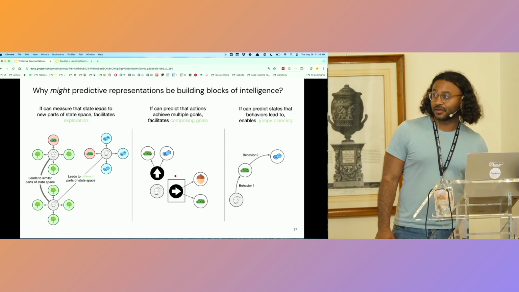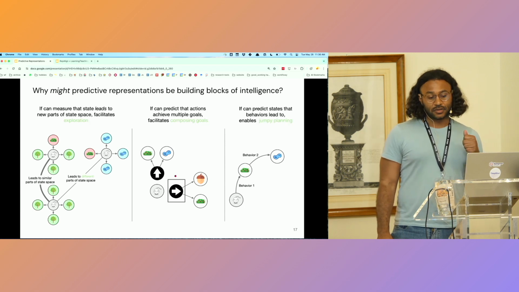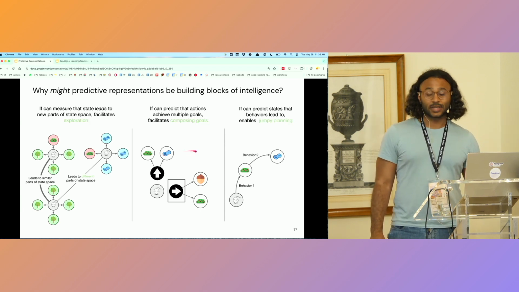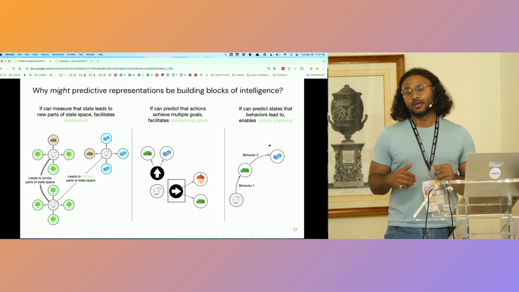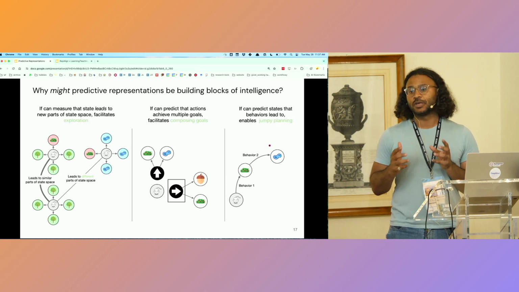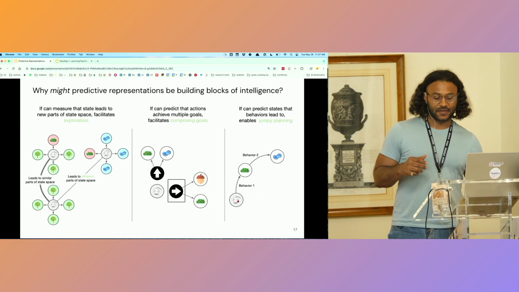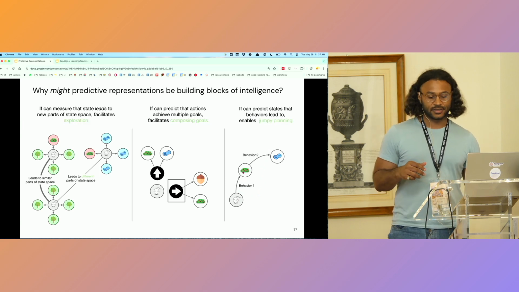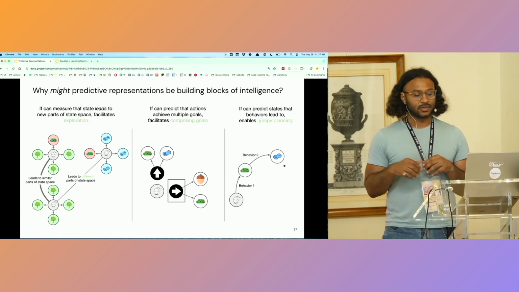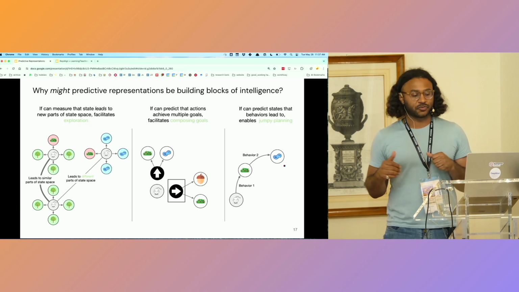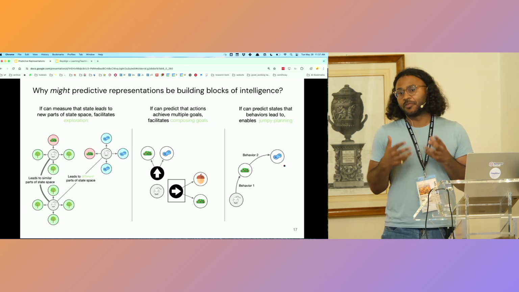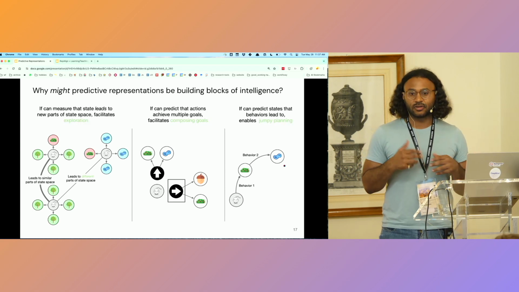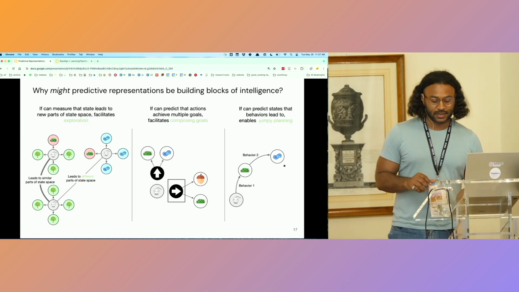And then the third, if you can predict what states behaviors lead to, this can enable jumpy planning, right? So if I follow some behavior, I can get to berries. Another behavior, I can get to a pond. So jumpy planning. And these are at least 3 examples of why predictive representations can be building blocks of intelligence: exploration, composing goals, and jumpy planning.